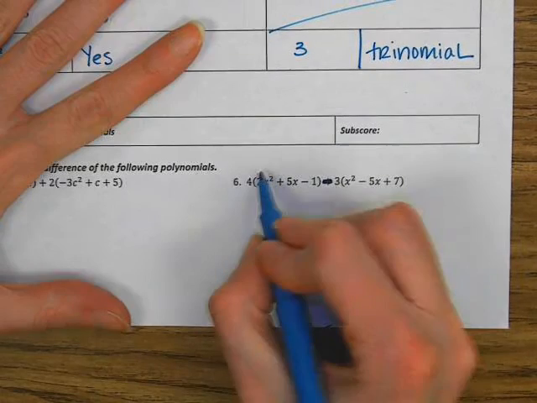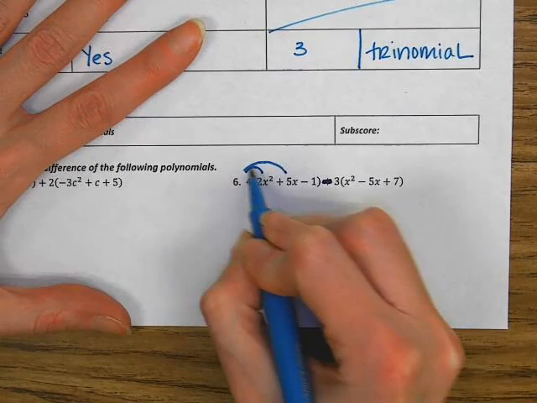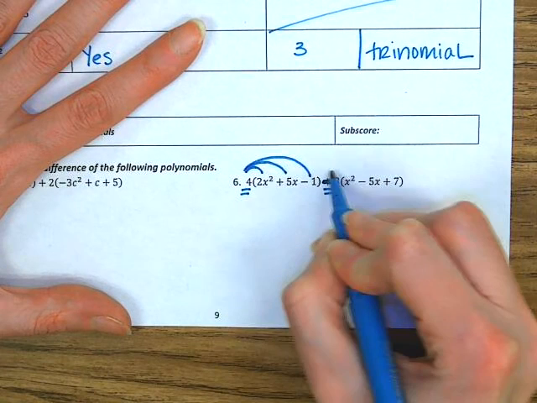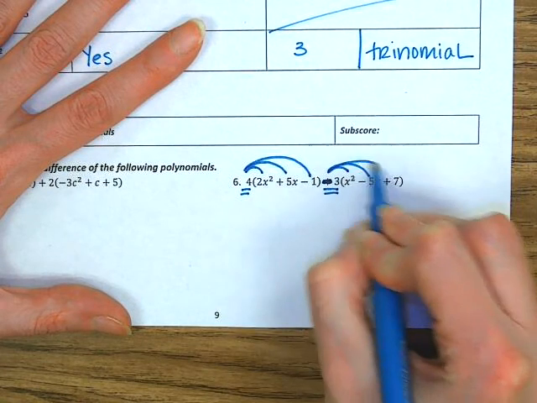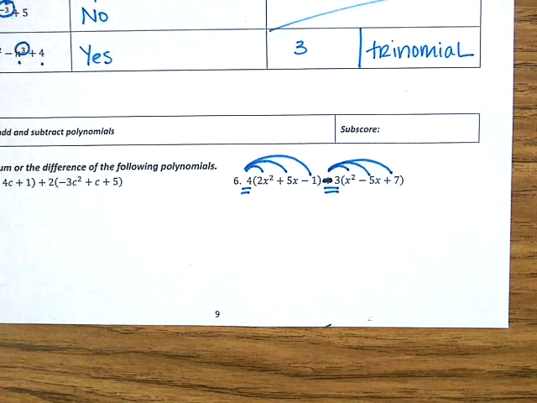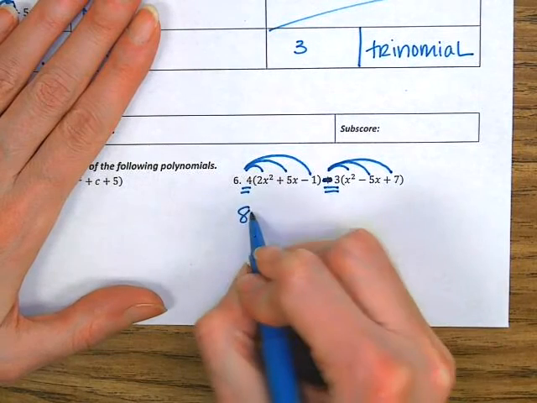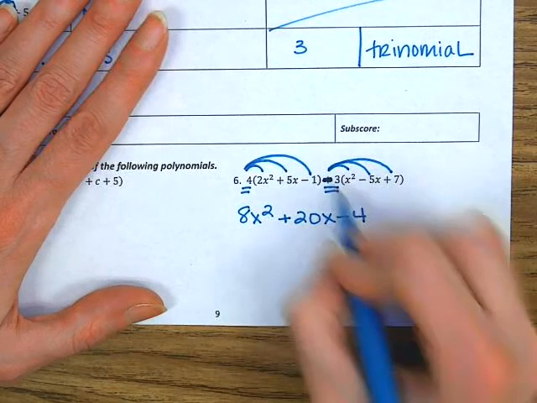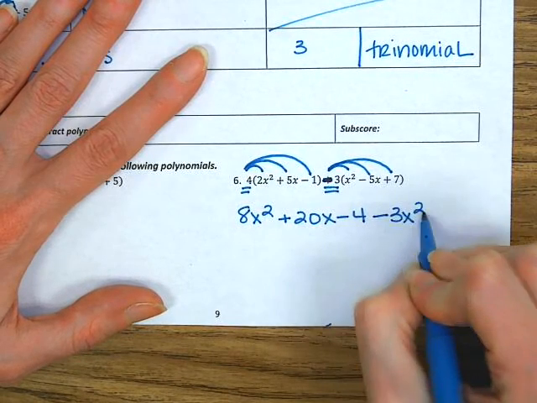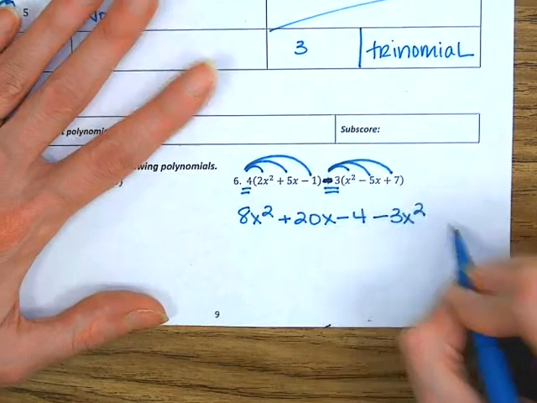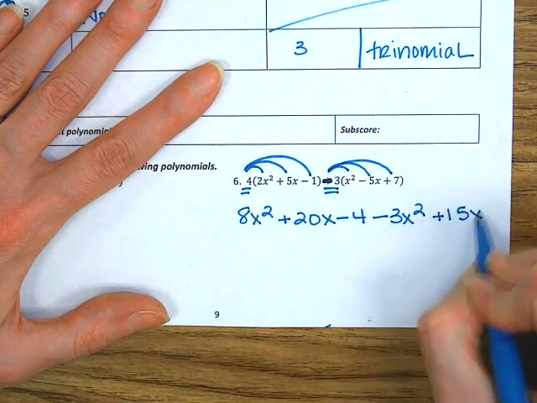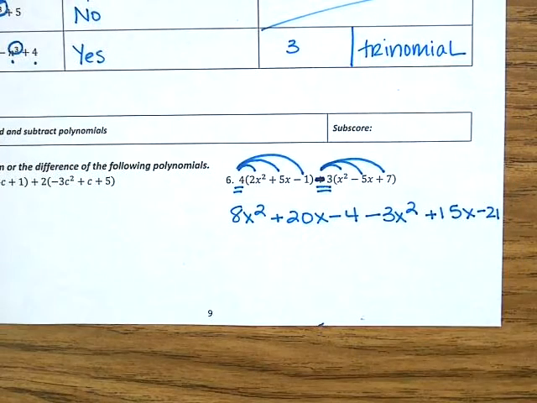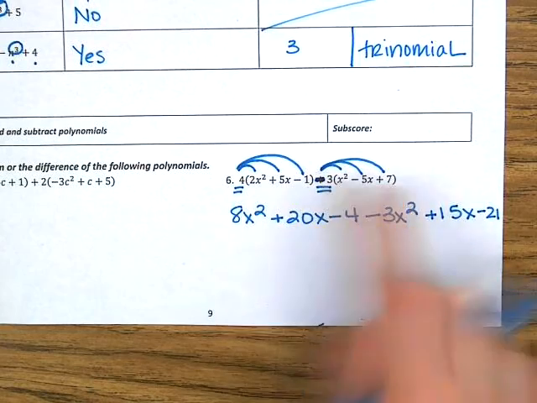Okay, first thing, we're going to distribute the 4 to every single piece here, and we're going to distribute a negative 3 to every single piece here. So now it's 8x squared plus 20x minus 4 minus 3x squared plus 15x minus 21. Does everybody see that? You got to distribute a minus 3, and a minus times a minus is a plus.